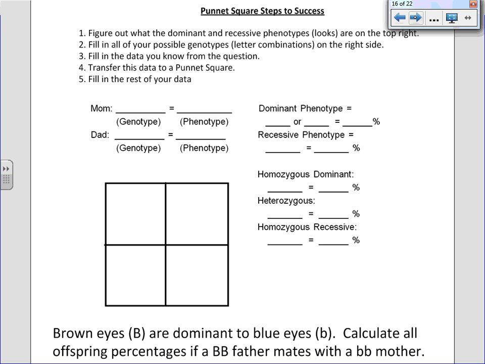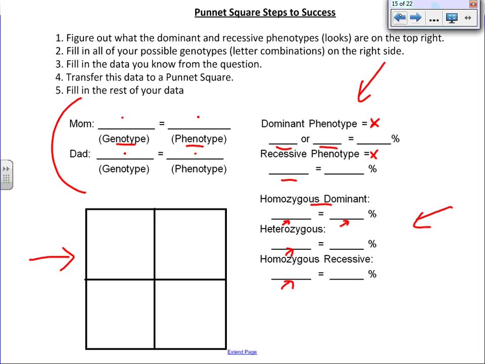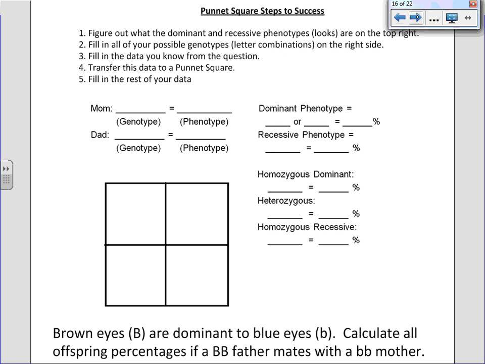All right, now this is a very typical style of writing a genetics problem. When it says all offspring percentages, essentially what we're referring to is that you're going to need to fill out each of these percentage columns over here. All right, the dominant phenotype percentage, the recessive phenotype percentage, the homozygous dominant percentage, the heterozygous percentage, and the homozygous recessive percentage. All right, really it's 5 answers every time. All right, now, in order to answer this problem, we're going to go through the steps to success listed at the top.